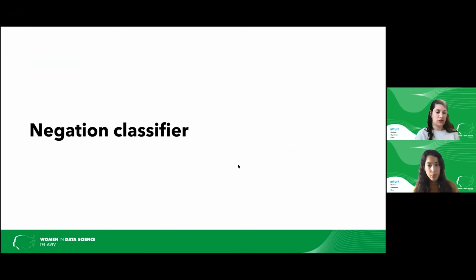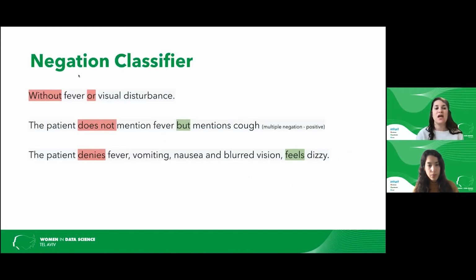Another classifier that we use is a negation classifier. The main idea here is that we have a concept in the text and we want to find out if it is positive or negated. For example, "without fever or visual disturbance." So the word "without" makes fever negated, and visual disturbance is negated as well because the word "or" continues this negation.